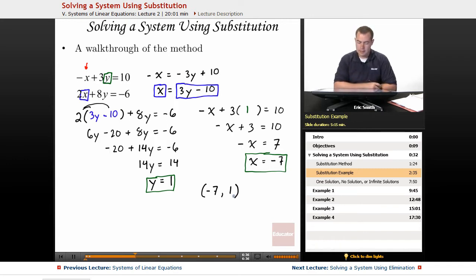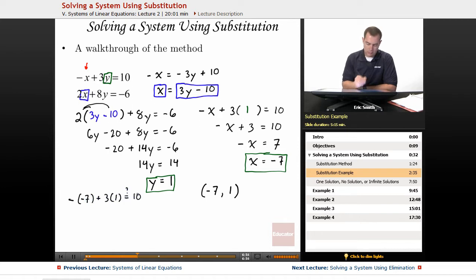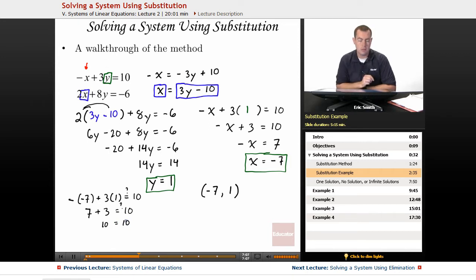Now if I'm curious whether it really is the solution or not, it's not a bad idea to just take it and plug it back into the original. Let's see how that works out. My value for x is negative 7, plus 3, and my value for y is 1. Does that really equal 10? Let's find out. A negative negative 7 would be positive 7, plus 3. Does that equal 10? Sure enough, 7 plus 3 is 10. So that works out in the first equation.